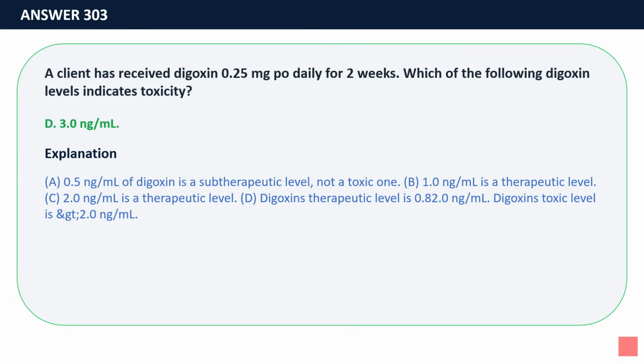Answer: D. 3.0 nanograms per milliliter. Explanation: A. 0.5 nanograms per milliliter of digoxin is a subtherapeutic level, not a toxic one. B. 1 nanogram per milliliter is a therapeutic level. C. 2.0 nanograms per milliliter is a therapeutic level. D. Digoxin's therapeutic level is 0.8 to 2.0 ng/mL. Digoxin's toxic level is greater than 2.0 ng/mL.